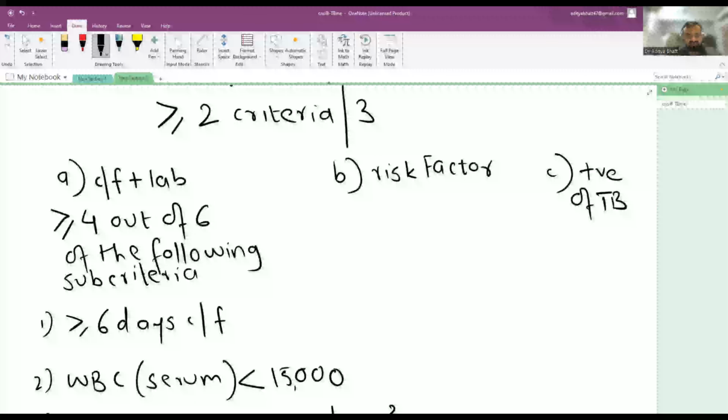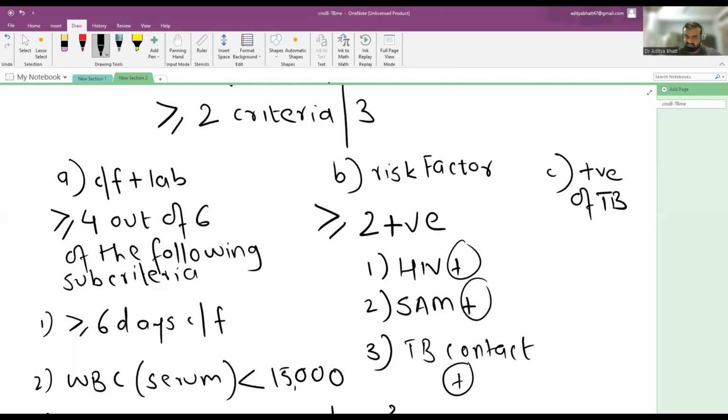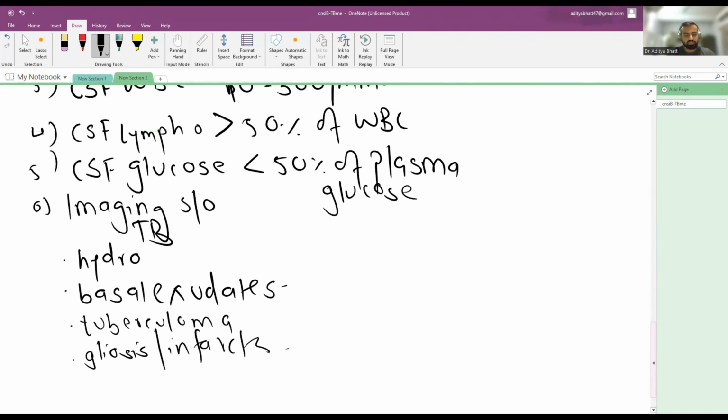Now, in the risk factor criterion, 2 or more risk factors should be present. Out of 3 risk factors, any 2 should be positive. The first is HIV positivity, the second is a malnourished patient, SAM, and the third is TB contact. If any 2 of them are positive, then criterion B is positive. And the third criterion, TB positivity, means that if TB is positive anywhere else, may it be TB lymphadenitis or pulmonary TB, TB should be diagnosed from before. So this is how you need to go about it.